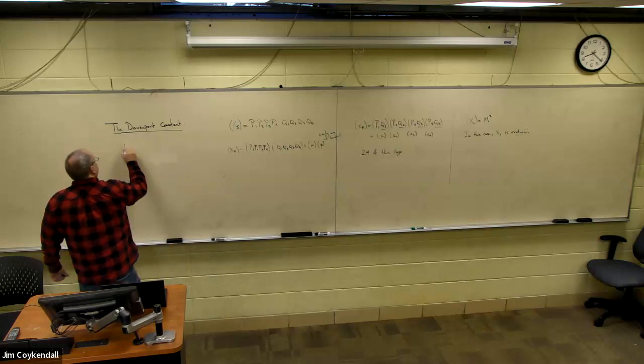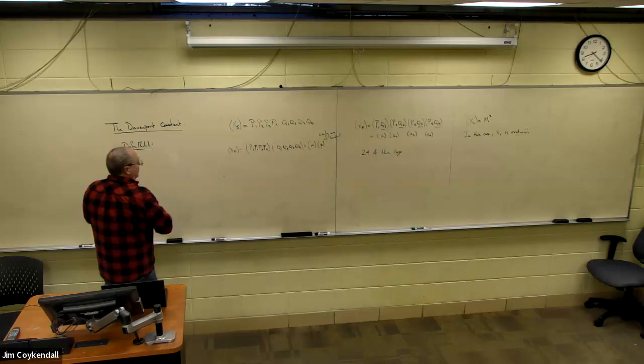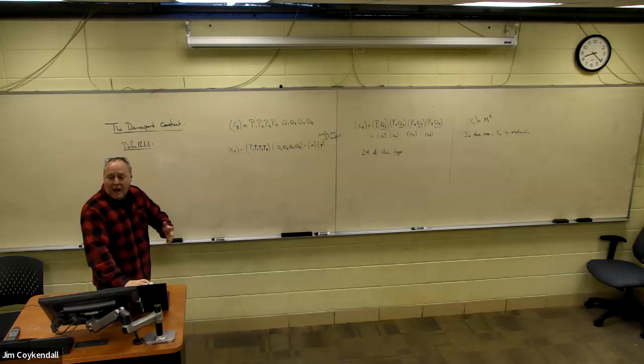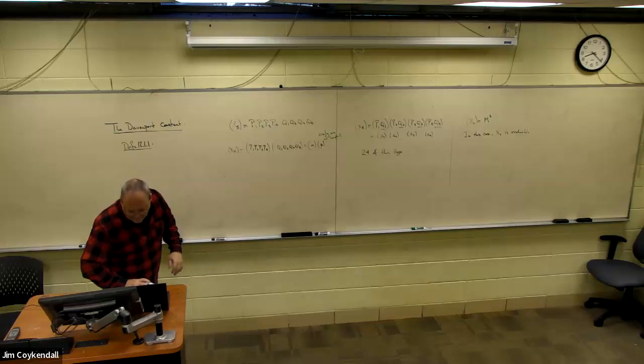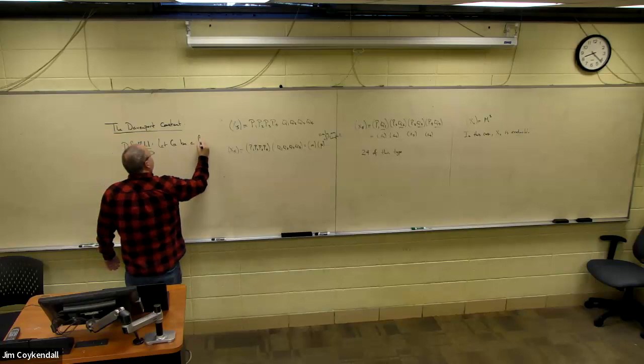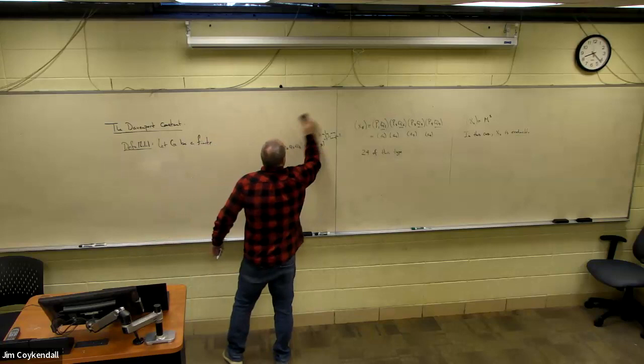Definition. So I'm going to talk about this in the context of a finite abelian group. How hard can that be, right? We have the classification theorem, easy peasy lemon squeezy, right? So let's let G be a finite abelian group.